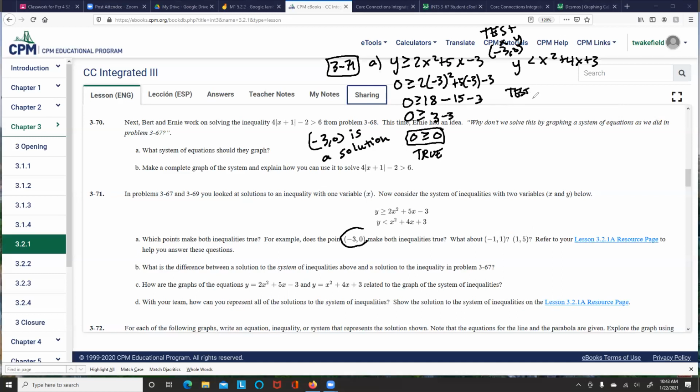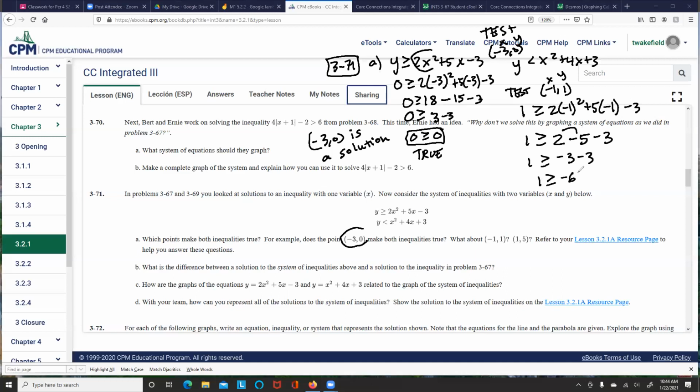So we're going to test -1, 1. So x is -1, y is 1. Okay, so y is going to be 1. 1 is greater than or equal to 2 times -1 squared plus 5 times -1 minus 3. This is the part you guys need to practice doing. 1 is greater than or equal to 1 times 2, which is 2, minus 5, minus 3. These are operations that you need to practice. 1 is greater than or equal to 2 minus 5, which is -3, minus 3. 1 is greater than or equal to -6.